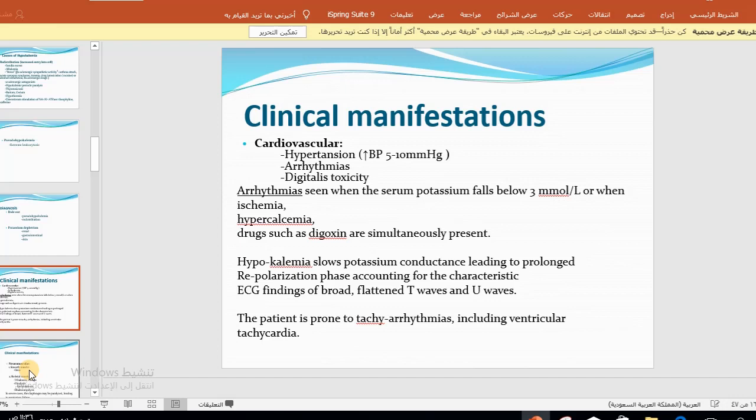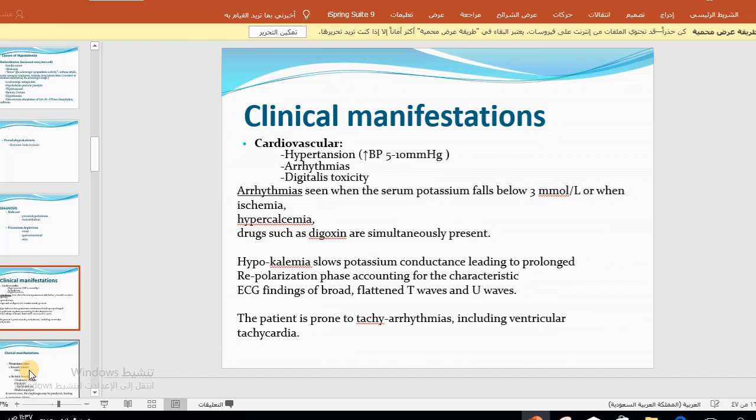So, on the top of the list of clinical manifestations is hypertension. Blood pressure increases by 5 to 10 millimeters of mercury in cases of hypokalemia, and it can lead to cardiac arrhythmias and digoxin toxicity. Arrhythmias are seen if serum potassium falls below 3, and especially augmented when there is concomitant ischemia or hypercalcemia, or the patient is taking digoxin.